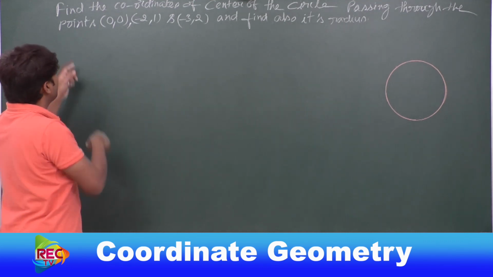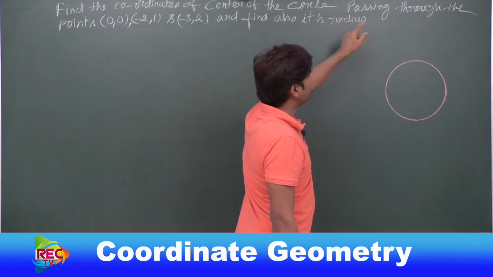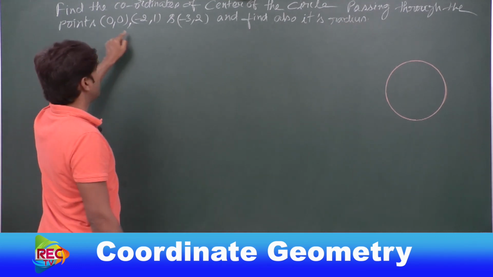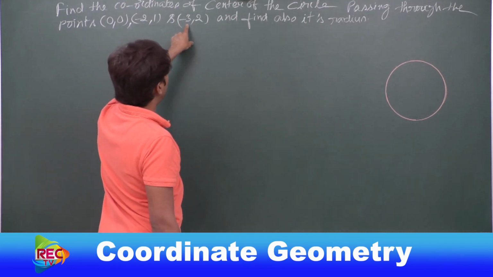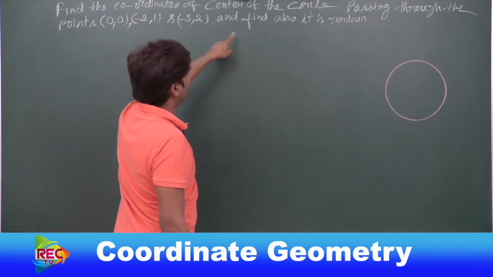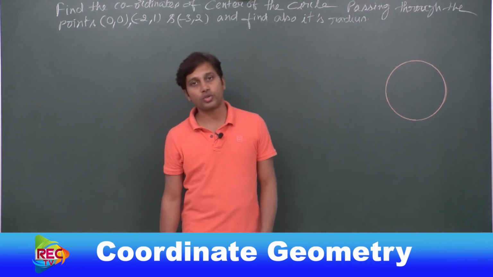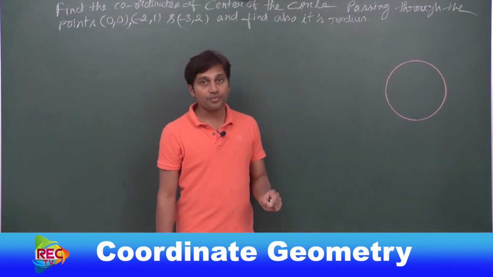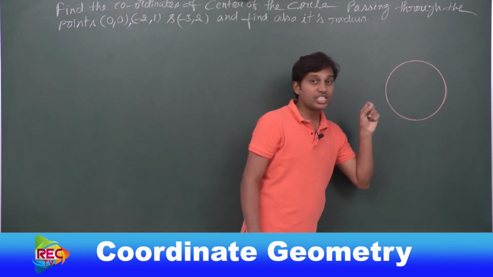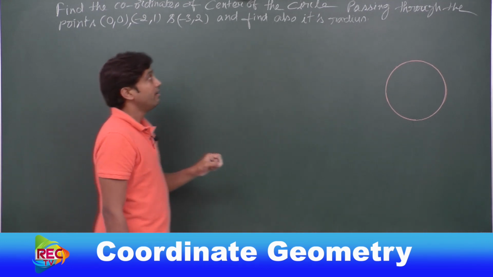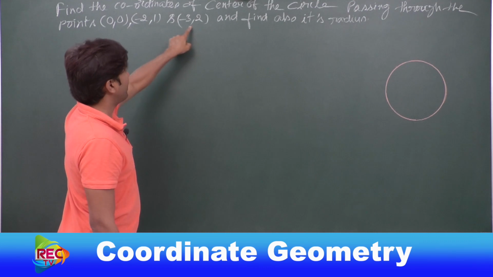See this here: find the coordinates of the center of the circle passing through the points (0, 0), (-2, 1) and (-3, 2), and find also its radius. We need to find out the radius also. First of all, we need to notice that this is a circle which is passing through the points (0, 0), (-2, 1) and (-3, 2).